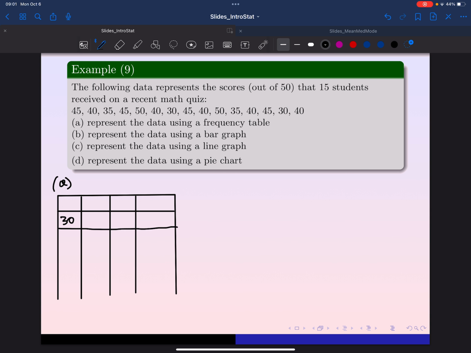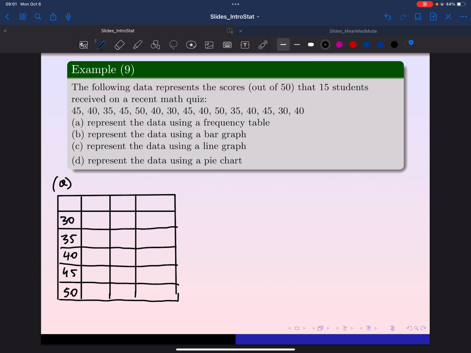Then what is the next number? 30, 35. We don't have 32. So we mark 35. Then we mark 40, 45, and 50. And here we're gonna count.